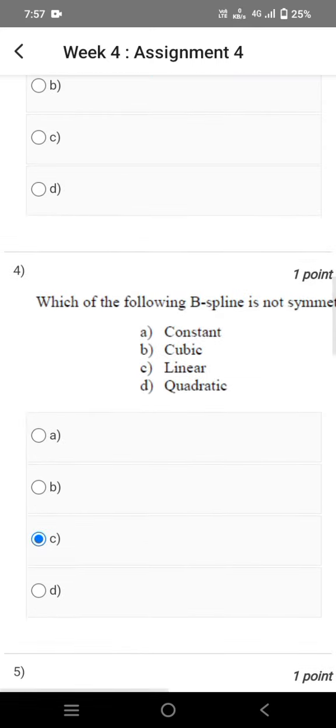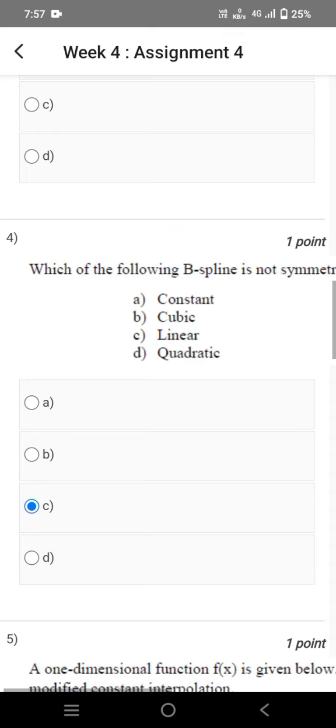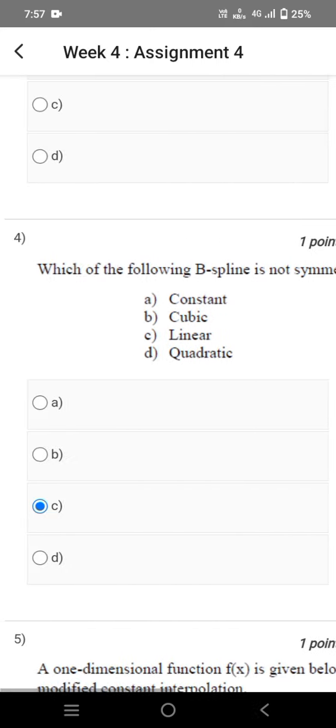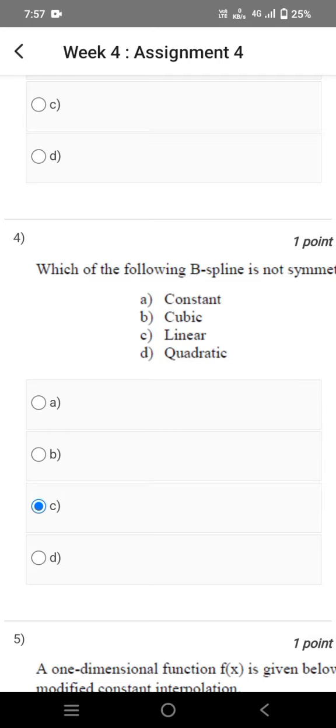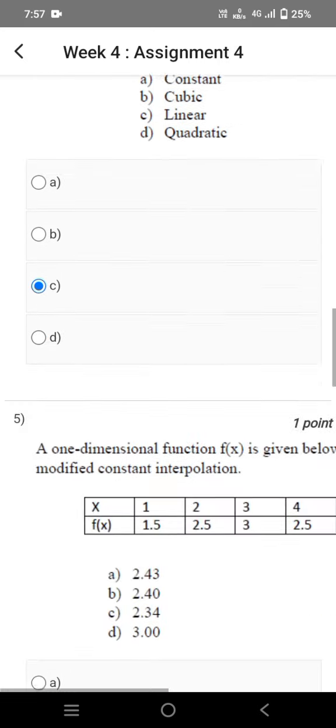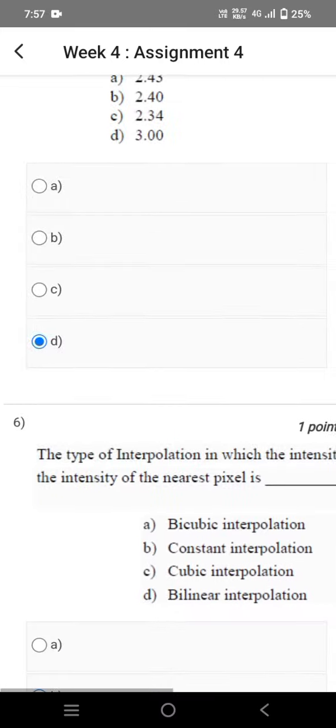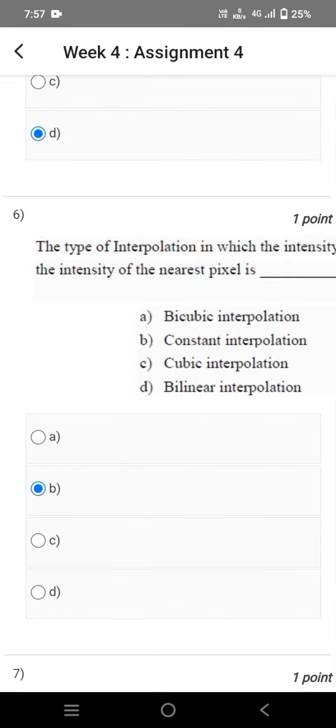Question fourth, which of the following B-spline is not symmetric and hardly used? The answer will be option C, linear. Question fifth, the answer will be option D, that is 3.00. Question sixth, the answer will be option B, that is constant interpolation.